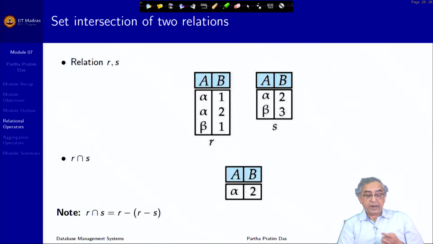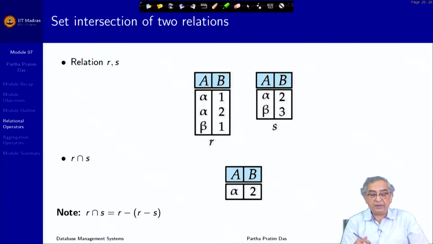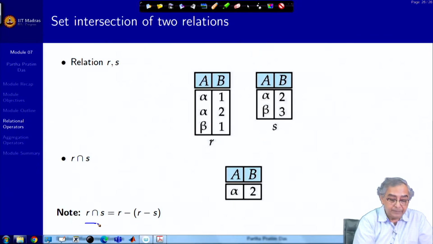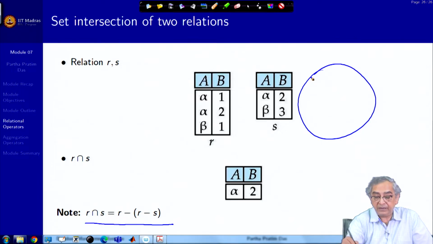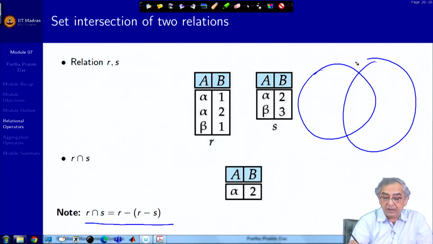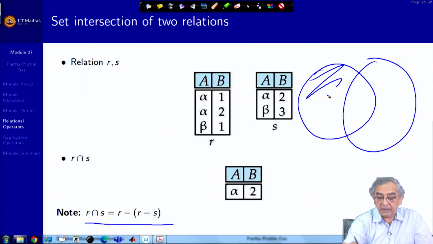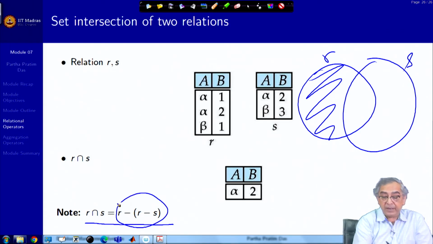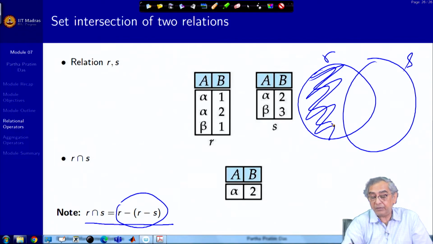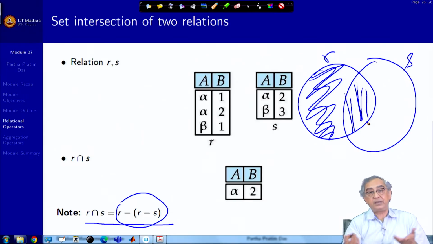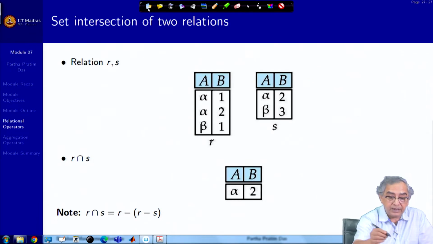Now, intersection and difference are not independent, because we know that one can be written in terms of the other. So, if you have difference, even without the intersection operator, you have the intersection, because it is very easy to see. This is R, this is S. Now, if you do R minus S, that is from R, if you take this out, then what will be left is this part, which is the intersection, right. So, that is simple set algebra.